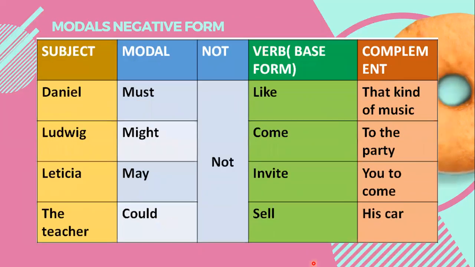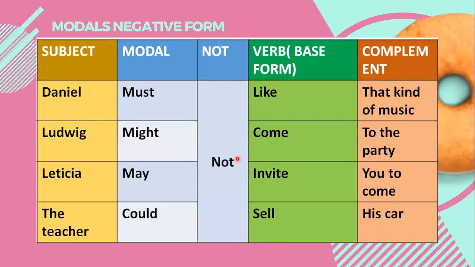Let's move on to the negative form for modal verbs. As you see, nothing changes. We have the subject, the modal, the verb in the base form, and the complement. But what is the only change? You're going to add not after the modal verb and before the verb in base form. So you're going to say, Daniel must not like that kind of music. Ludwig may not come to the party. Leticia may not invite you to come, or the teacher could not sell his car.